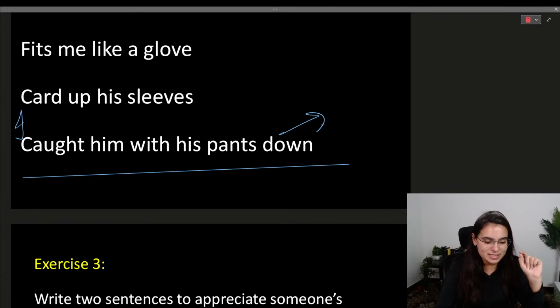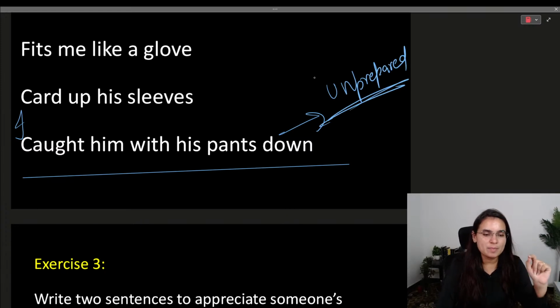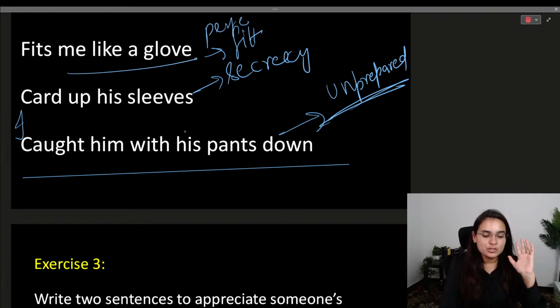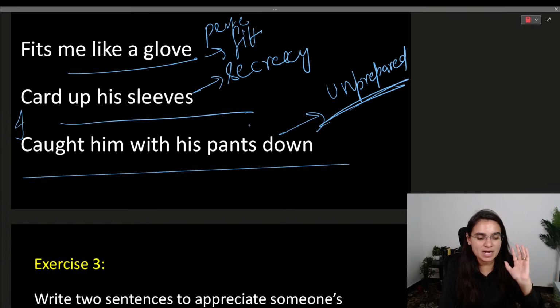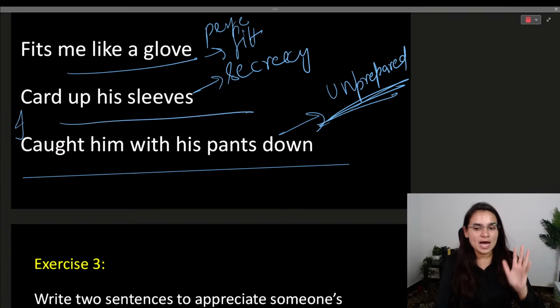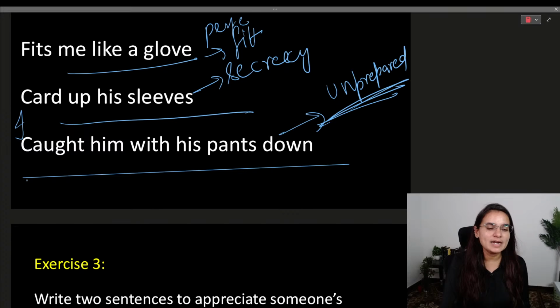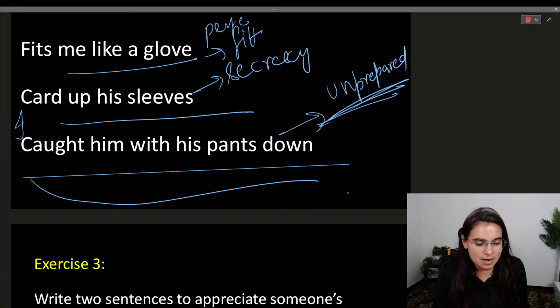You can remember this idiom with the help of the word unprepared. This has the reference to unprepared. This has the reference to secrecy. This has a reference to perfectly fit. When something fits you perfectly, it fits like a glove. When you have a secret, you have a card up your sleeve. When you are unprepared, you have not done your task or somebody did not give you enough time to prepare, you can say that I caught him with his pants down.